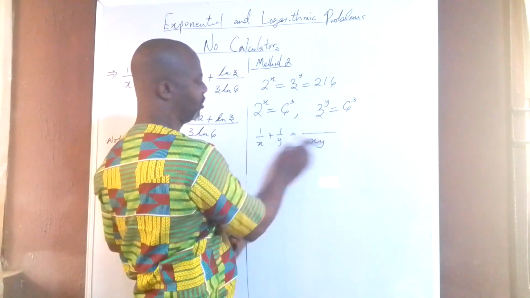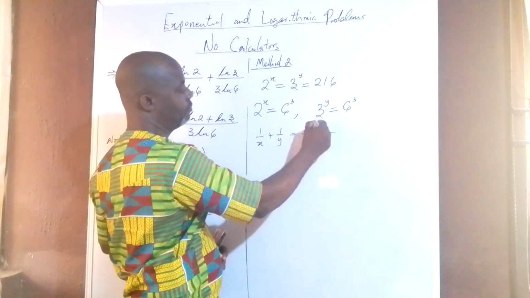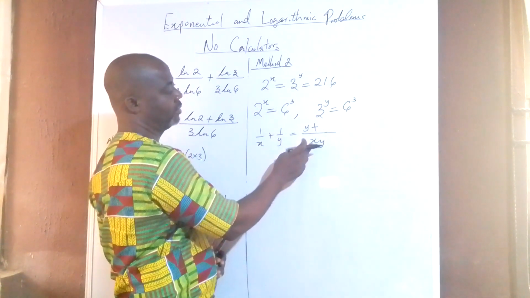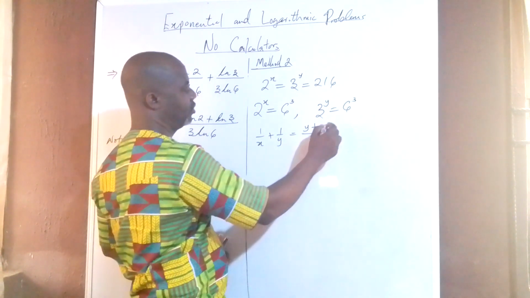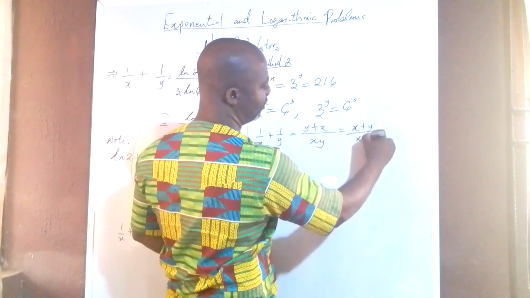So x will divide xy. So we're going to have y here, plus y will divide into xy, so we're going to have x. So this will give me x plus y over xy.